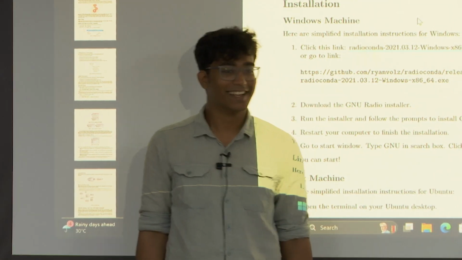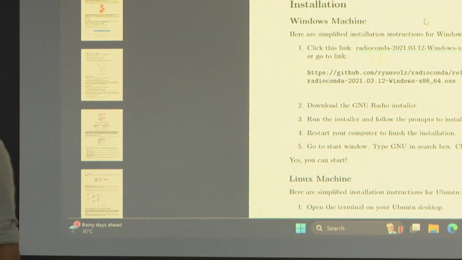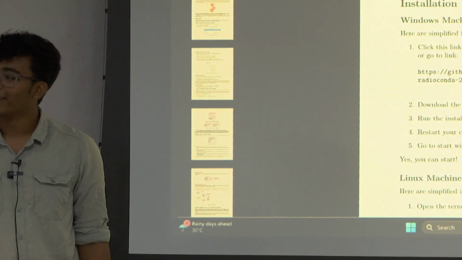GNU's full form is actually very interesting. The G stands for GNU, the N stands for not, and U stands for Unix. So it's actually a recursive abbreviation. GNU is GNU's Not Unix.